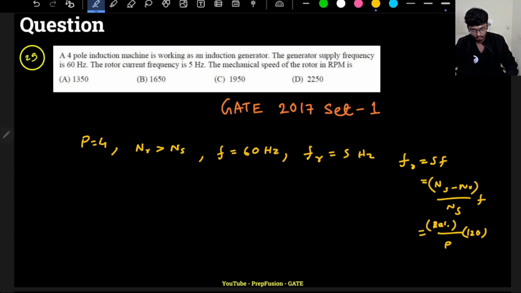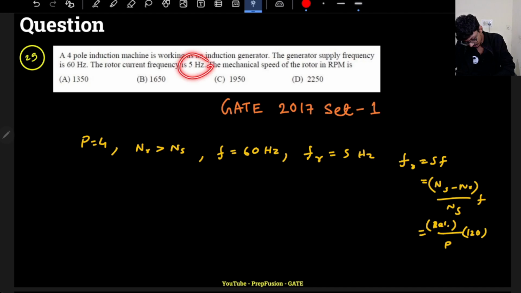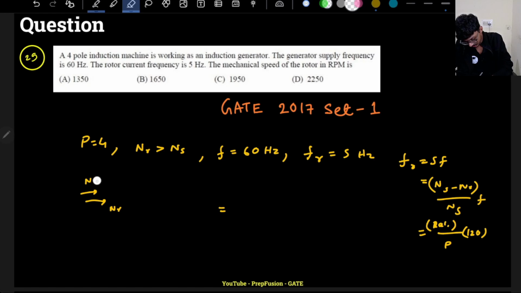Now tell me, what is the relative speed between the stator and the rotor magnetic field? Now the rotor frequency is 5 hertz. So if my rotor is rotating with nr, and the stator field is rotating with ns, what is the relative speed? Still it is nr minus ns only, but the difference is that this time my nr will be higher than ns.